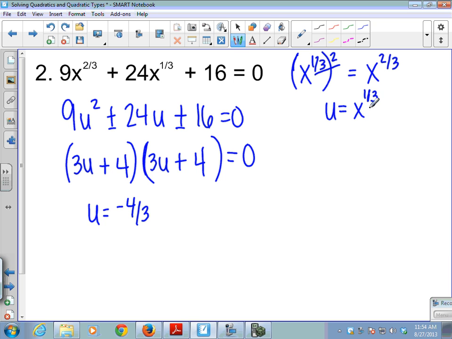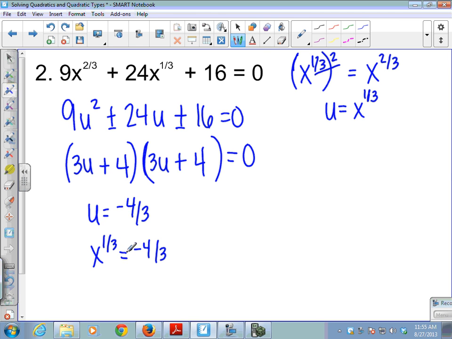Now, I'm going to end up substituting back in right here. Now remember, I don't want to solve for u, I want to solve for x. So I'm going to substitute what I let u be, x to the 1/3, back in. So x to the 1/3 equals negative 4/3. Now, I need to get rid of this exponent, okay? So the way that I'm going to go about doing that, remember, if you go back to your Algebra 2, let's review right quick.